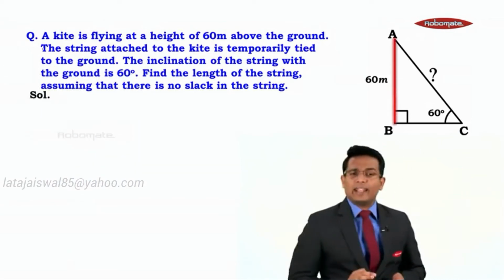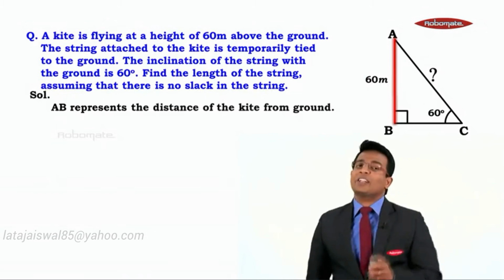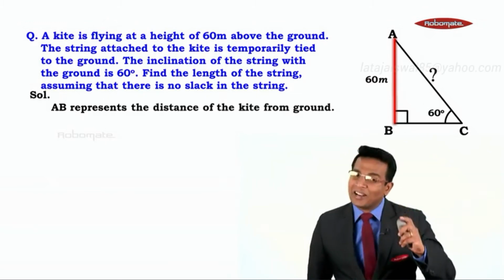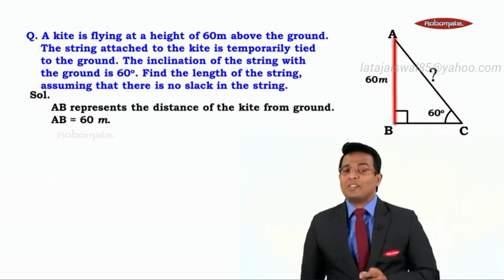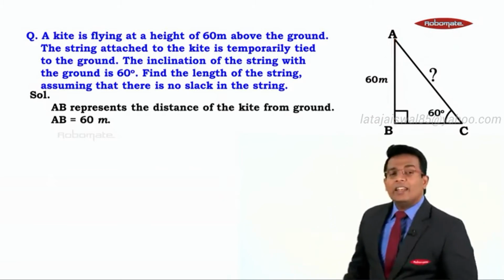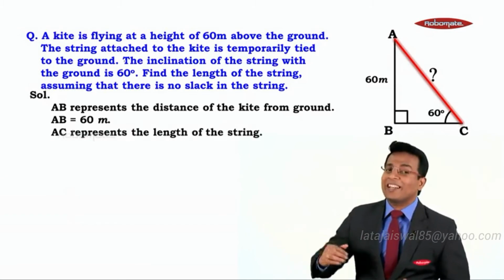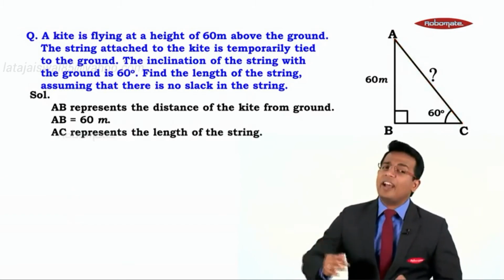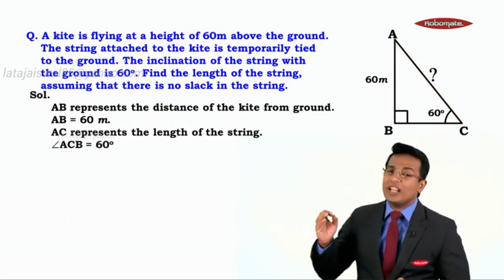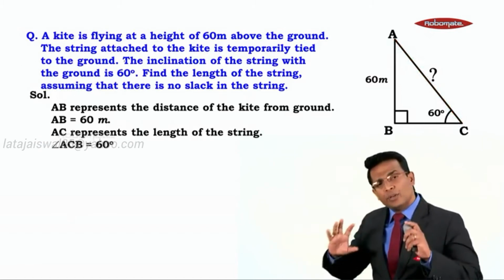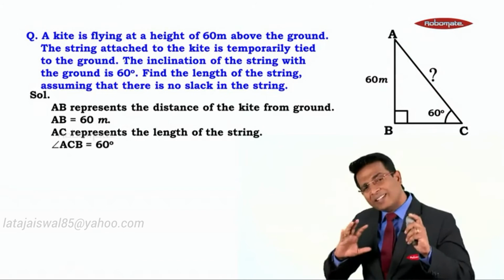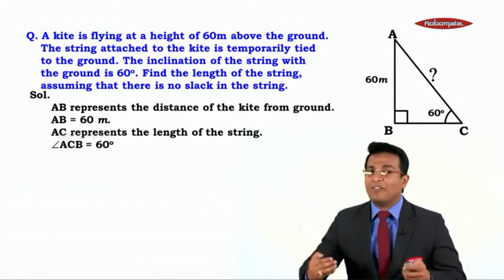Here we'll write that AB represents the distance of the kite from the ground, and we know that AB is equal to 60 meters. Then AC represents the length of the string, and we have angle ACB given to us as 60 degrees. This is the given information. We have described the figure. Now we move ahead. We need to find AC.